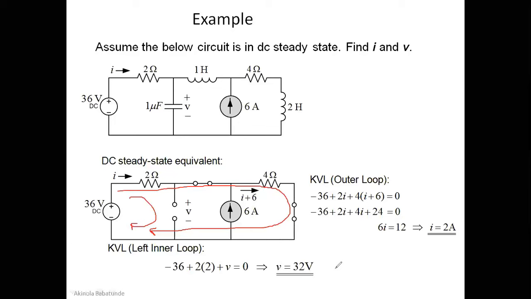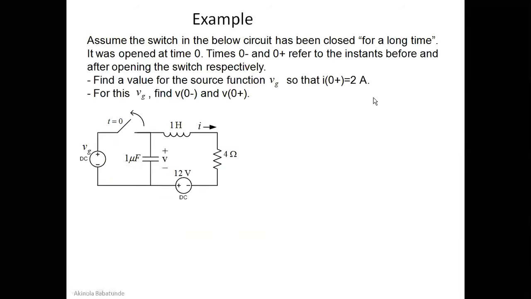32 volts. Okay, so that's pretty much straightforward. That's pretty much easy. You have your V, you have your I, and that solves this entire problem. Here is another example.